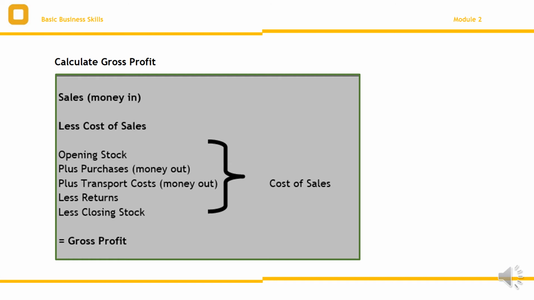Let's revisit the concept of gross profit and how we calculate gross profit. Remember, we said gross profit is equal to sales minus your cost of sales. So when you're calculating gross profit, you need to find out what were your total sales for a specific month, and then you would minus what we call your cost of sales. To calculate your cost of sales, you would find out the value of your opening stock. You would add any purchases of new stock. You would add any transport costs that you incurred to go and actually purchase your stock. You would minus any returns, any stock that you may have returned to your supplier, and you would minus your closing stock, so stock that you had left over at the end of the month. So the difference between your sales and your cost of sales would then give you a figure for gross profit.